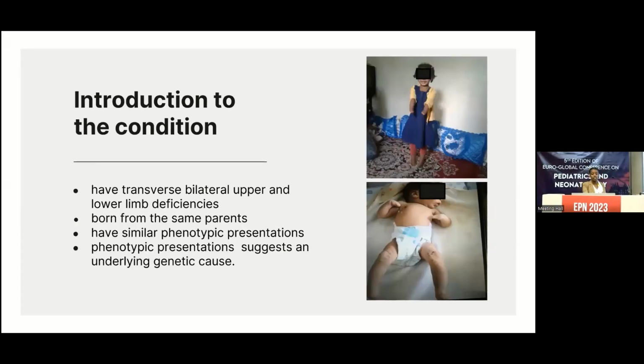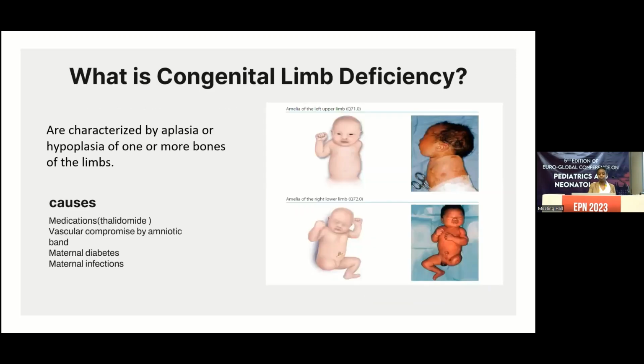I present a case report of two sisters with transverse bilateral upper and lower limb deficiencies. The sisters were born from the same parents. While environmental etiologies cannot be ruled out, the similarity of their phenotypic manifestation could suggest an underlying genetic cause.